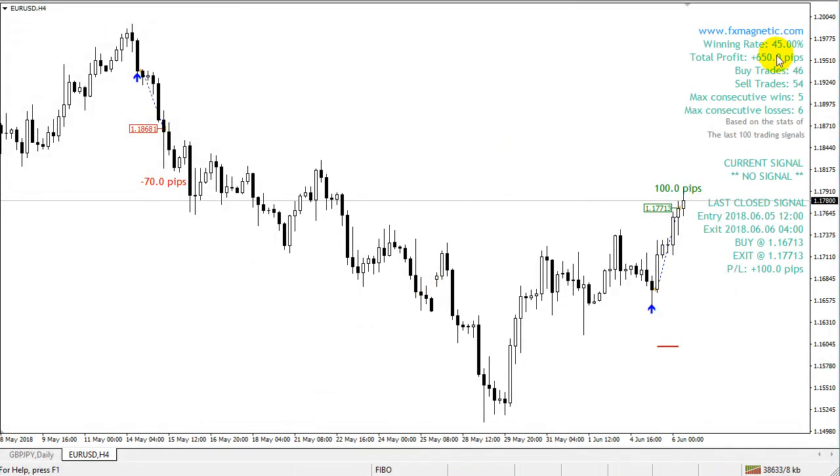So on here, we have a 45% win rate. Not the best, right? Again, win rate is not the holy grail. Anyone that tells you that it is, marketers do that a lot. They'll say 88% win rate. Well, by itself, it's meaningless. And you can see it took 5 wins in a row, 6 losses in a row. The last trade was a winner. You can see it plus 100 pips.